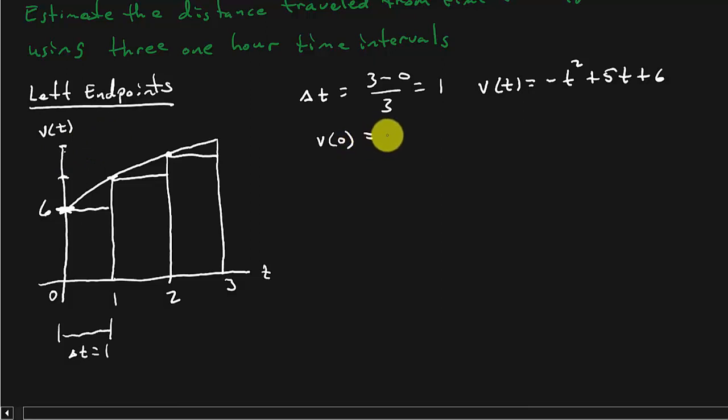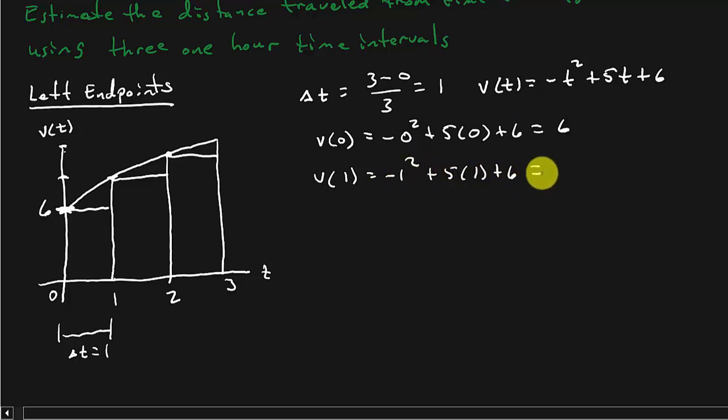So v of 0, well, that's negative 0 squared plus 5 times 0 plus 6, which is 6. And then v of 1, and I'm not going to do all this work on all of them, just this one. Negative 1 squared plus 5 times 1 plus 6. And that is going to give me 10. And then v of 2 is negative 2 squared plus 5 times 2 plus 6. And that's going to give me 12.